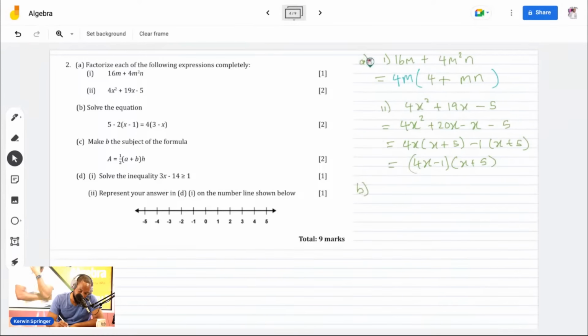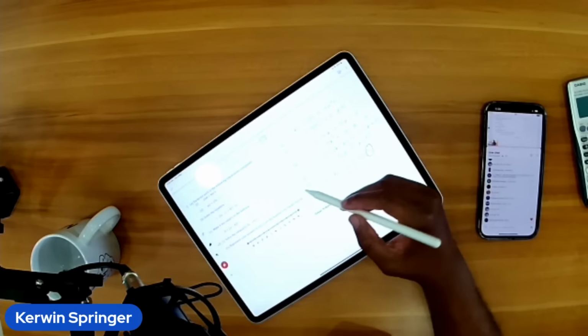Make B the subject of the formula. So A is equal to half (A plus B) H. We want to make B the subject of the formula. So you want to get across everything that is not B onto one side. H is not B. What's the first thing to get across? The half and the H could take a hike.